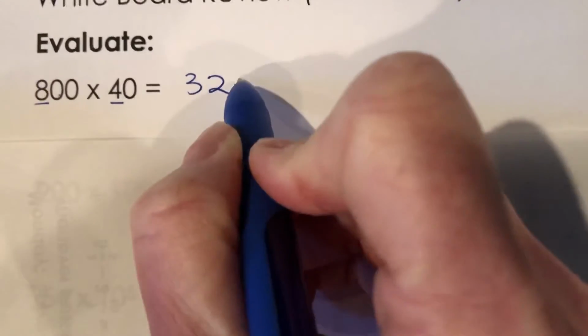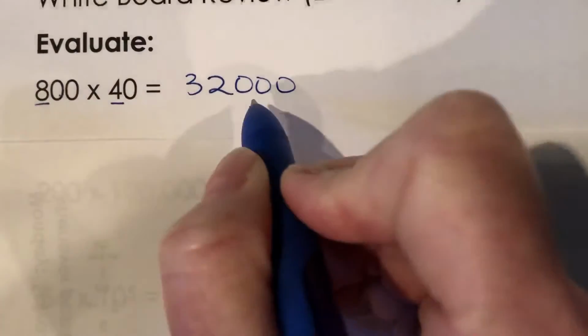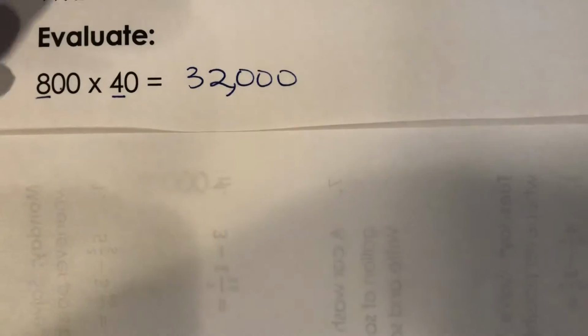800 times 40, I want you to evaluate. That just means solve. So go ahead and solve that out. You can press pause and press play when you're set. All right, 8 times 4 is 32, and there are 1, 2, 3 zeros. So you should have 32,000. Erase. Here's your next one.